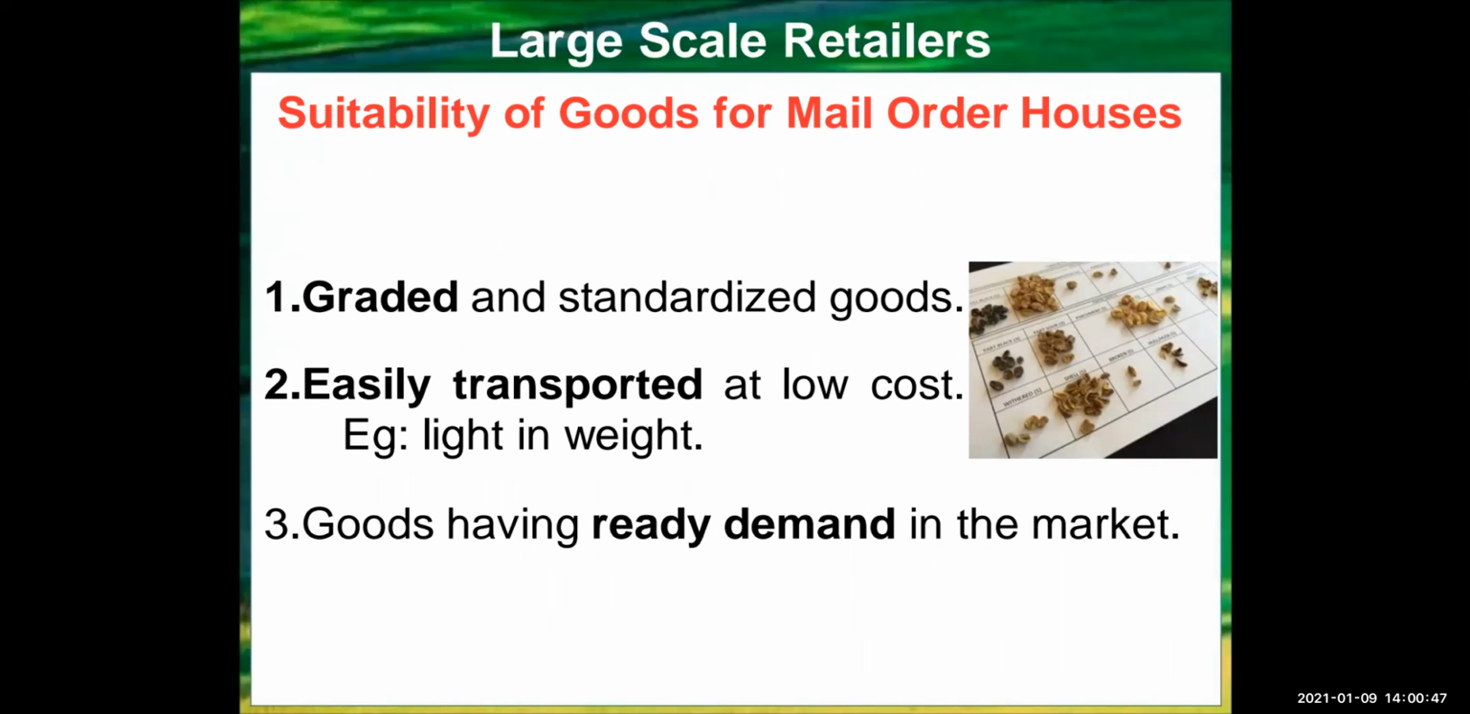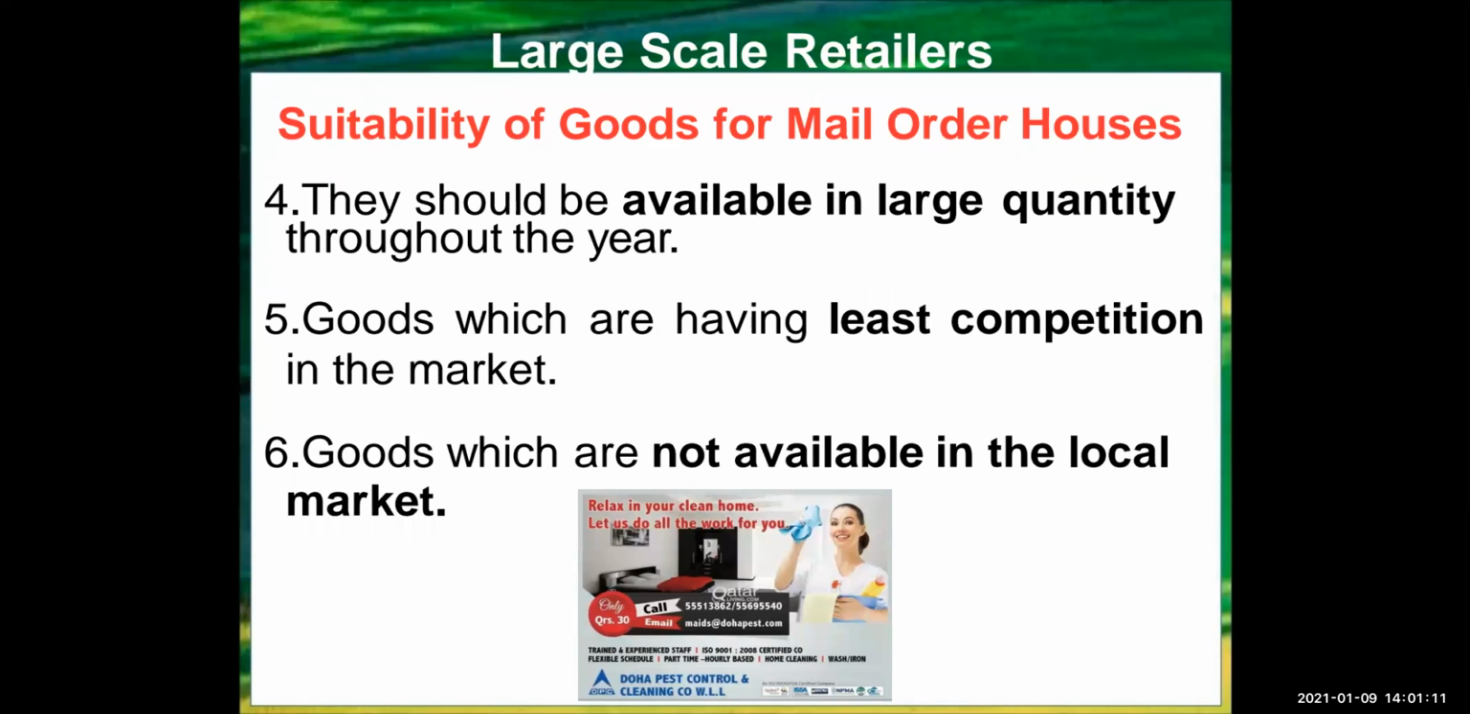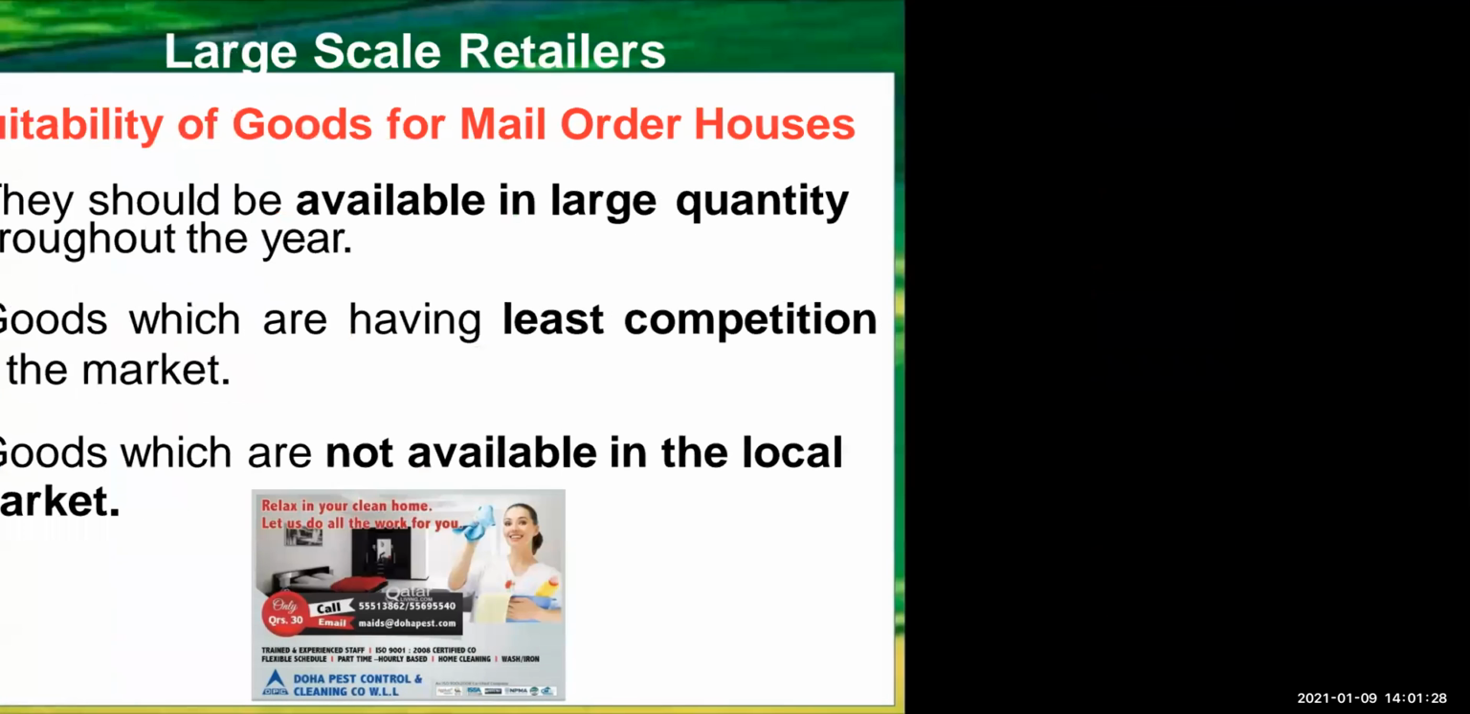When we talk about the suitability of goods for mail order houses, only graded and standardized goods can be dealt with. Only those goods which are easily transportable at low cost, which are light in weight. Fragile goods cannot be suitable for this kind of market. Goods having ready demand in the market. Another suitability is they should be available in large quantity throughout the year, and goods which have the least competition in the market. So goods which are not available in the local market are also suitable for mail order houses.